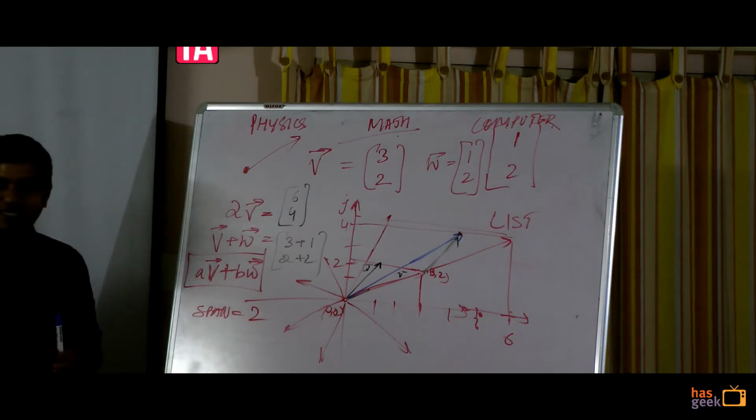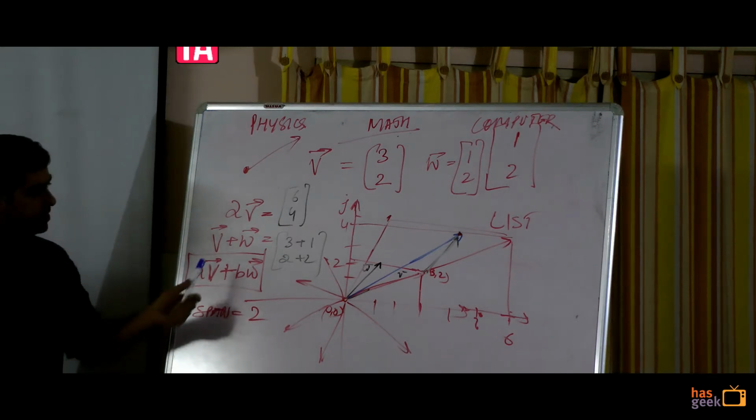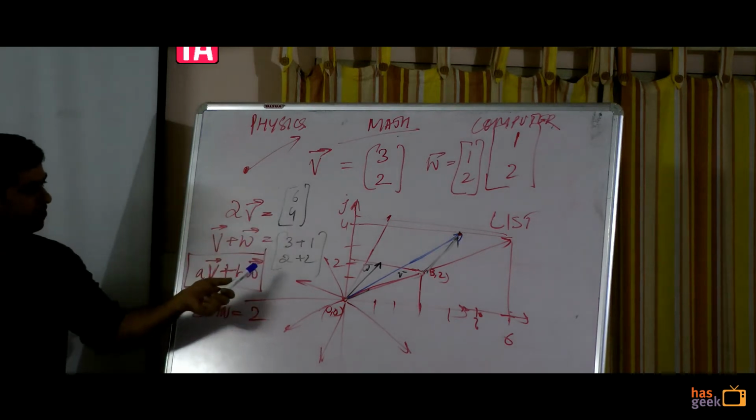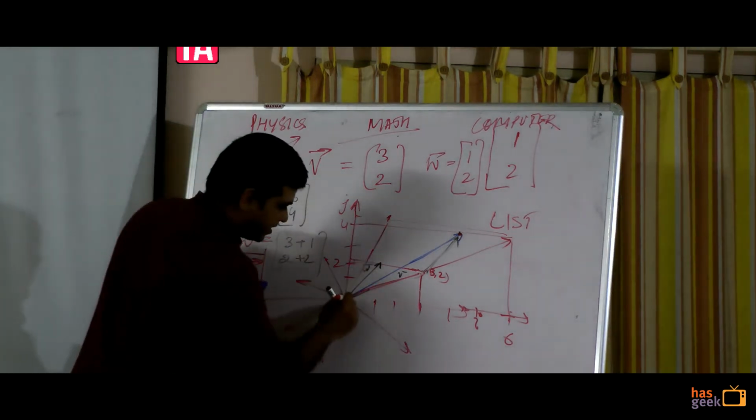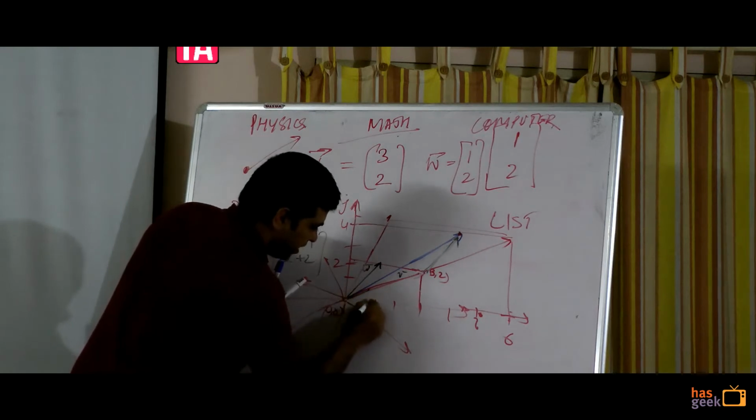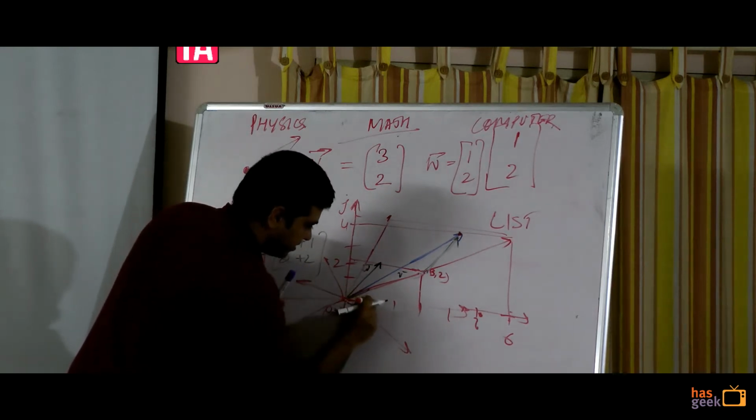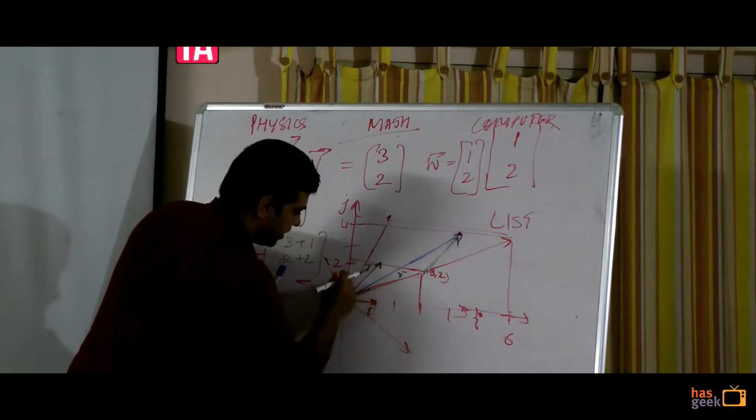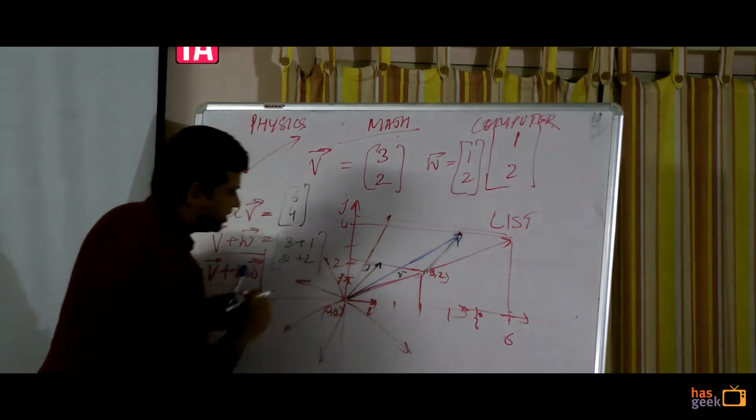What's the j component? I or j are just unit vectors here. So this is i. This is i, right? This is i. This is j. Okay, we'll come and explain what i and j are also.